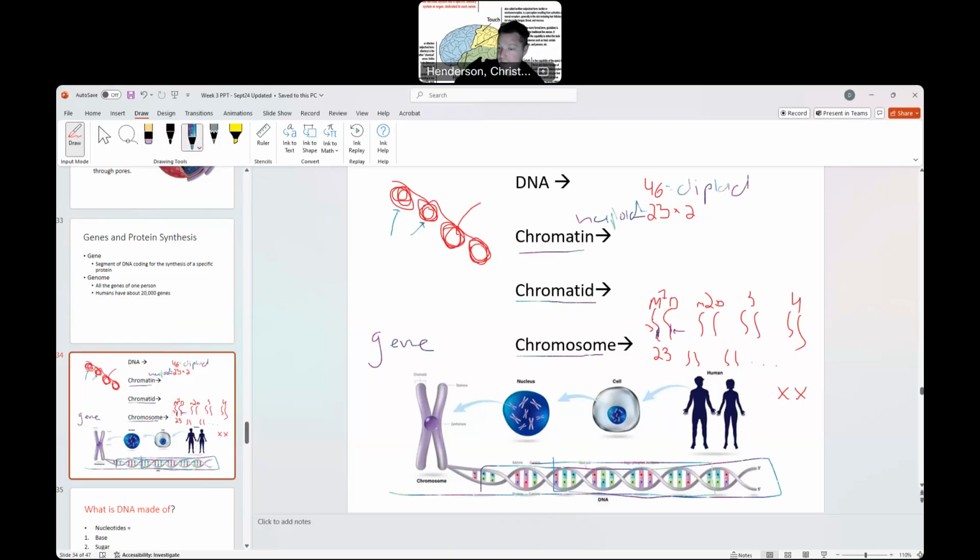What are these things called right here? These are called chromosomes, right? They're called chromosomes. These are called homologous. What does homologous mean? Well, what does homo mean? Same. It means same. So they are the same chromosome, 1 and 1.